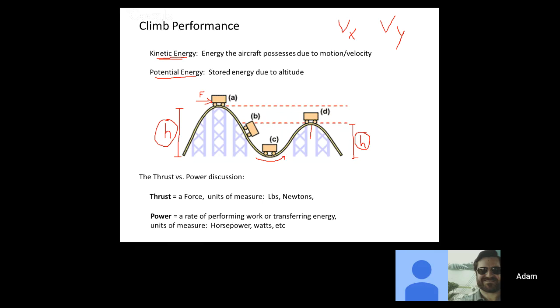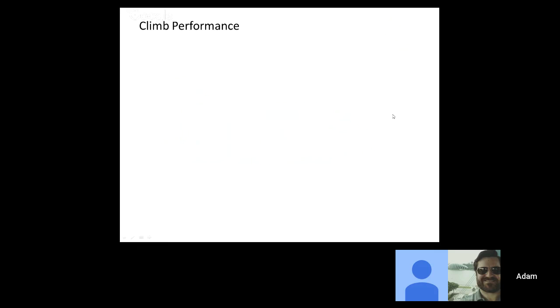So thrust and power are fundamentally two different things. You'll often hear them used in the same definition, but it's not technically correct. They are two different definitions. And that's important because when we start talking about climb performance and Vx and Vy, which I'm going to redefine here in a second, you want to understand the difference between thrust and power because they do describe two different things.